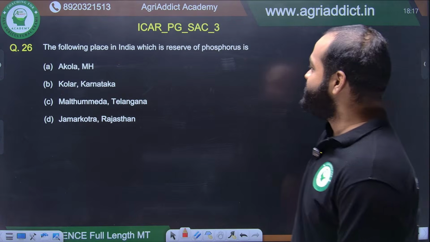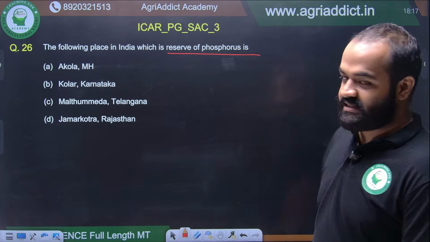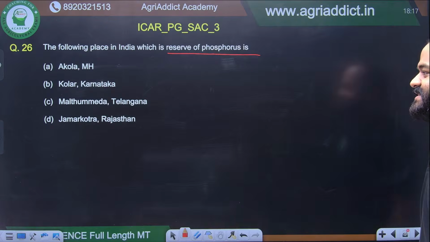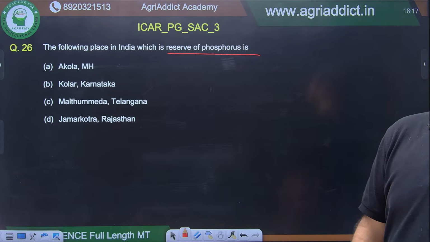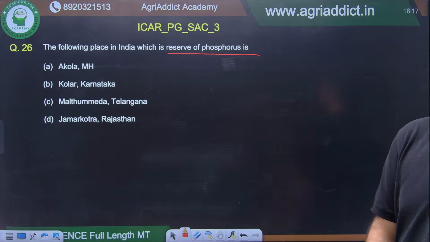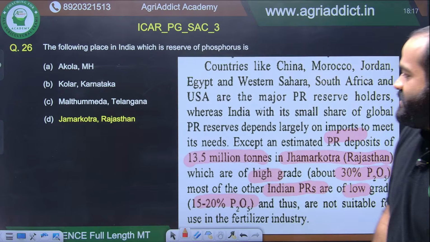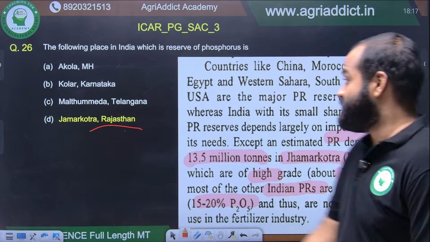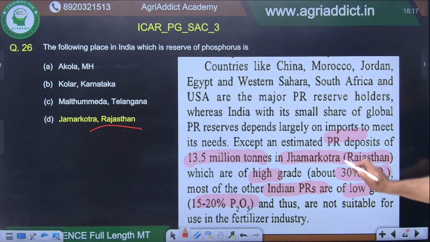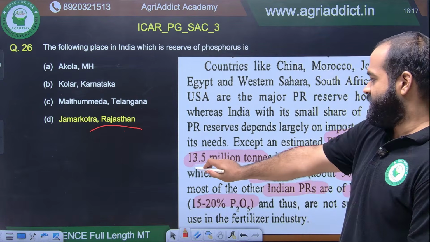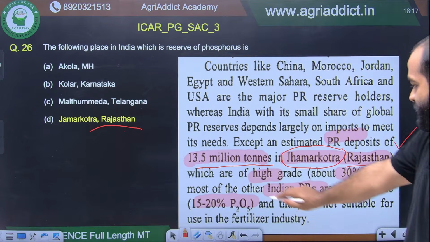The following place in India, which is a reserve of phosphorus, जिसने old ISSS पढ़ा है, उसी के लिए ये question है. Nothing is there. This is a very known, extremely easy question that you can tell, and we can move on. Yes, Purti, if everyone is correct here, we have nothing to say. It is Jamra Kotra, Rajasthan. Old ISSS से लिया गया है. यहाँ पे you can see it is Jamra Kotra in Rajasthan. It has the phosphate rock deposit of 13.5 million tons, which are of high grade.